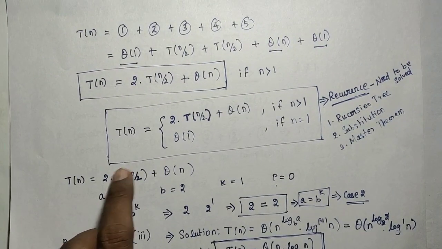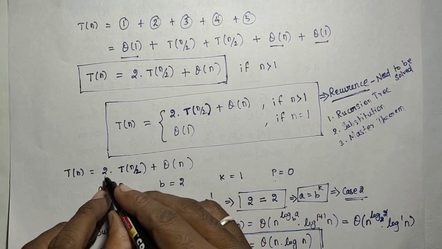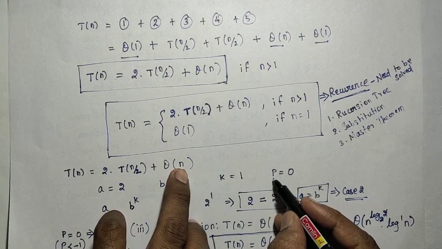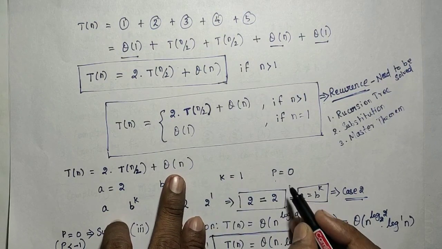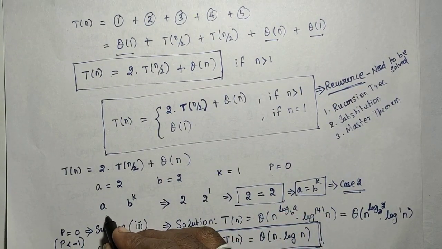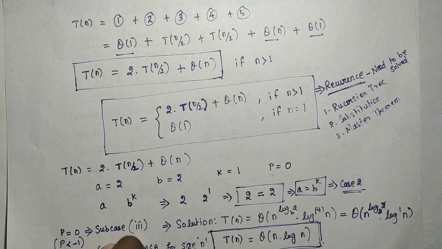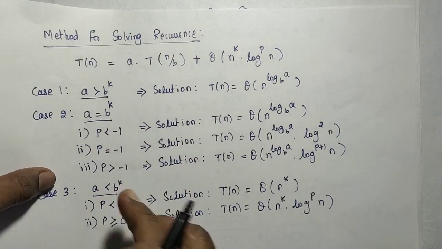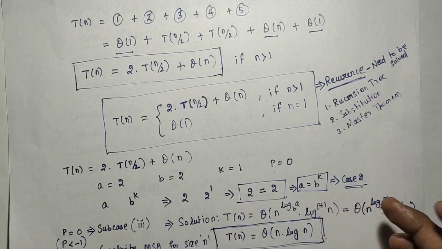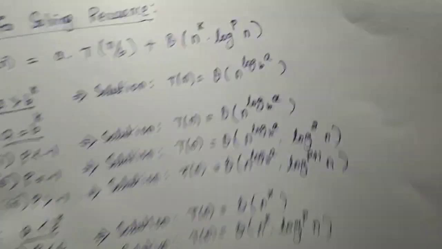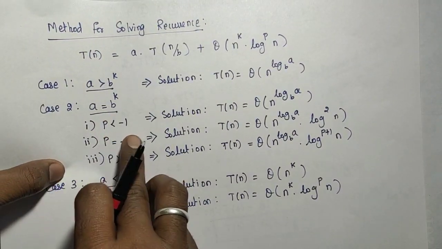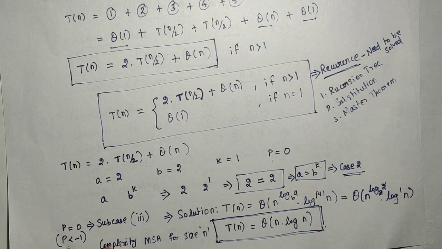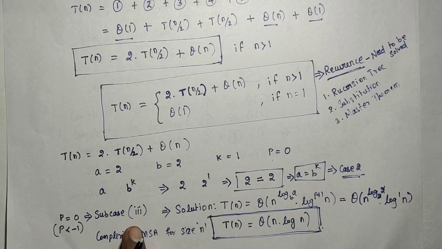So here this is the given recurrence. A is 2, b is 2, and n power k, so k equals 1, and log power 0, there is no log term, so p will be 0. We need to compare a and b power k. There are 3 cases: a greater than b power k, a equal to b power k, or a less than b power k. Our case is a equal to b power k, that is case 2. And in case 2, the subcases depend on the p value: less than -1, equal to -1, greater than -1. Here p is equal to 0, so that is greater than -1, subcase 3.